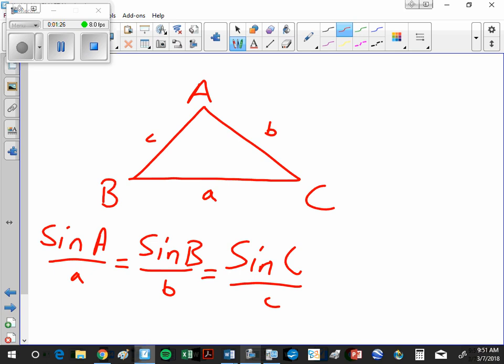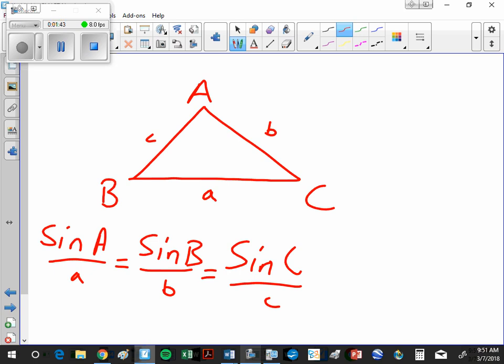Okay. Now, you really only need two of these. You'll never set up the law of sines where you have something equals something equals something. So you either use A's and B's or A's and C's or C's and B's. Does that make sense? You never use all three.